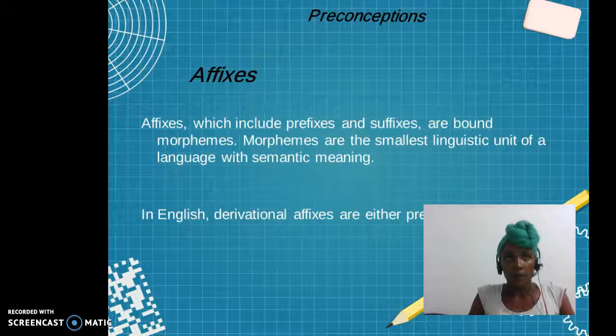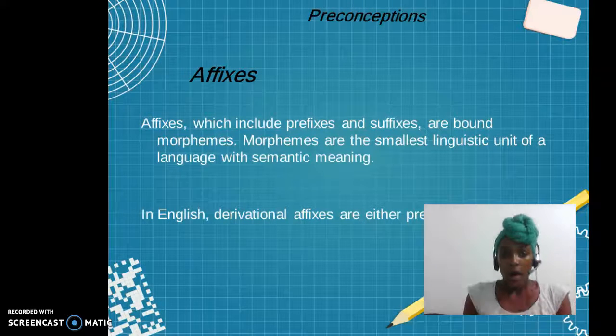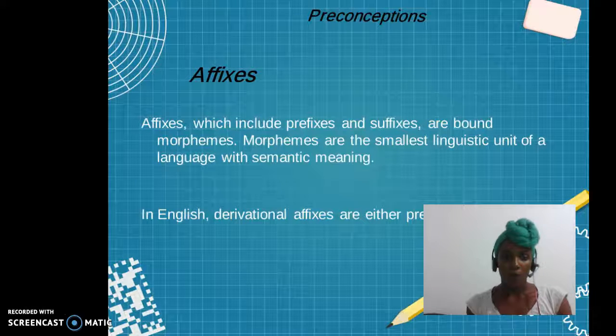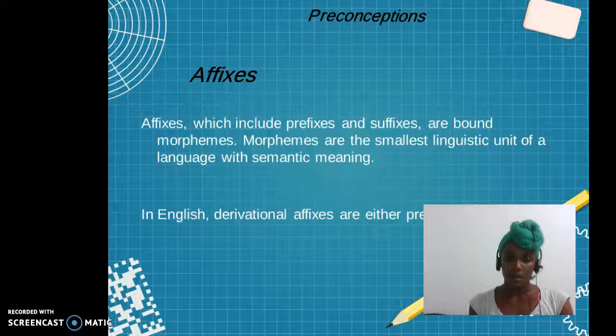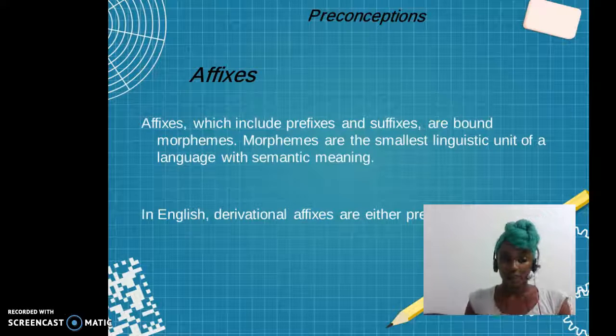Before developing my topic, I want to share some preconceptions. Affixes, which include prefixes and suffixes, are both morphemes. Morphemes are the smallest linguistic unit of a language with semantic meaning. In English, derivational affixes are either prefixes or suffixes.